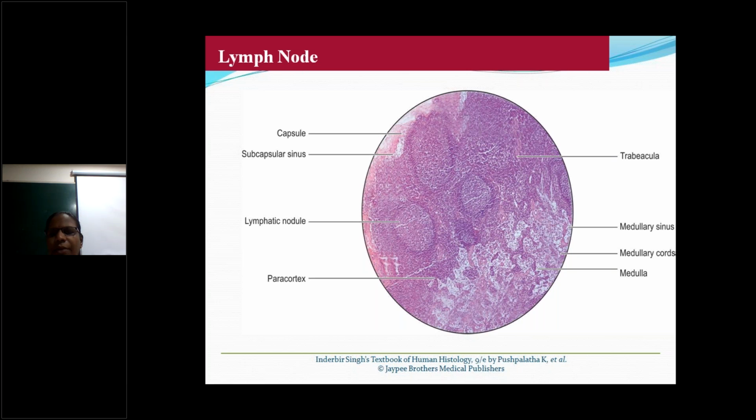The medulla part has medullary cords, medullary sinus, and cross sections of trabeculae with blood vessels. In the medullary cords, along with the lymphocytes, it also contains some macrophages and plasma cells. So that is about the lymph node.